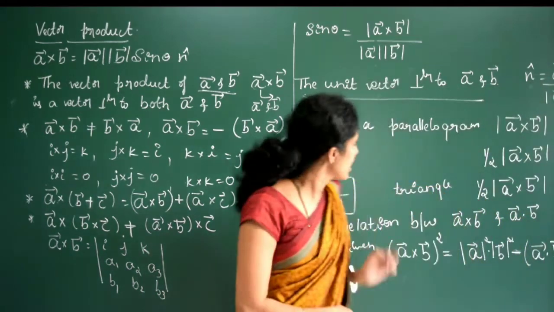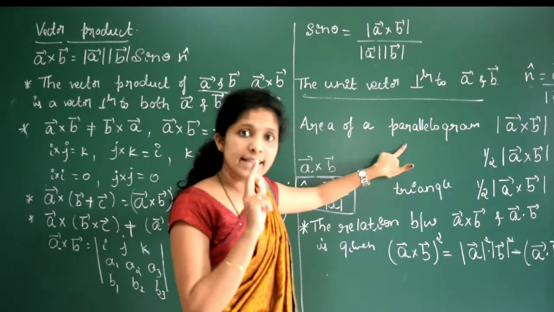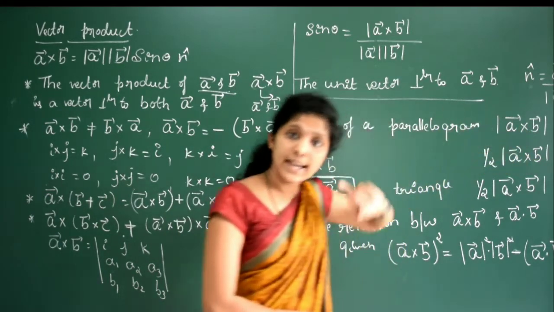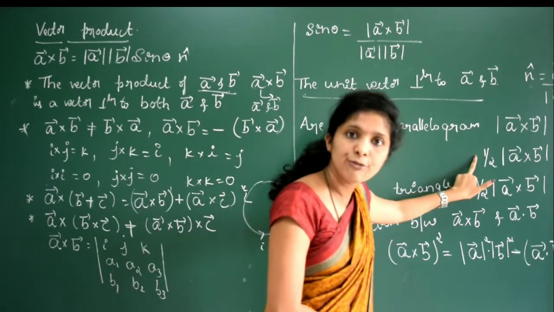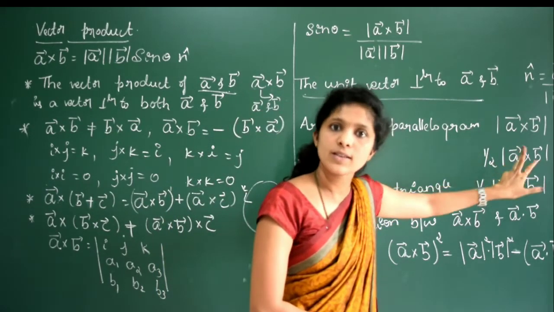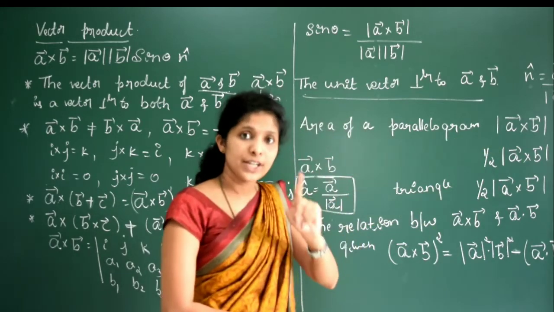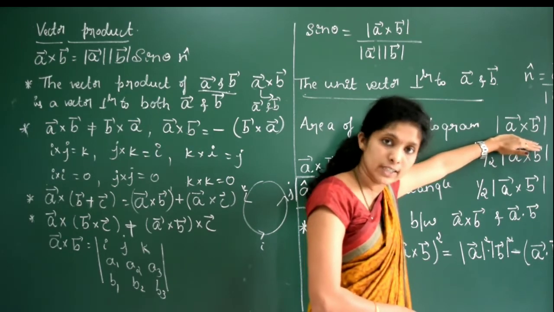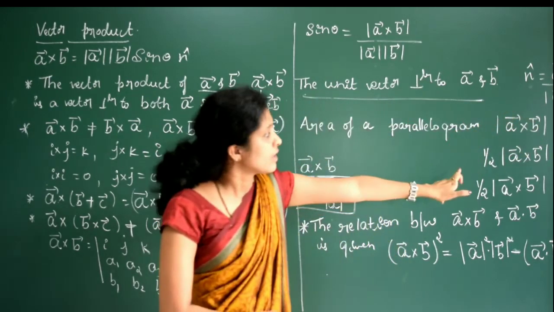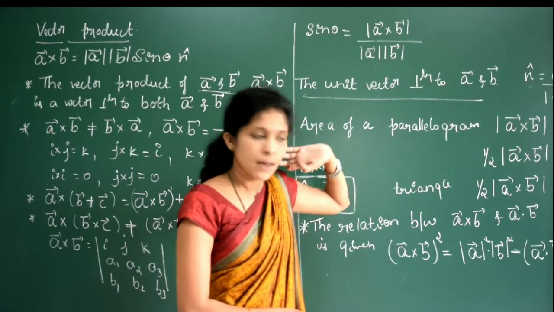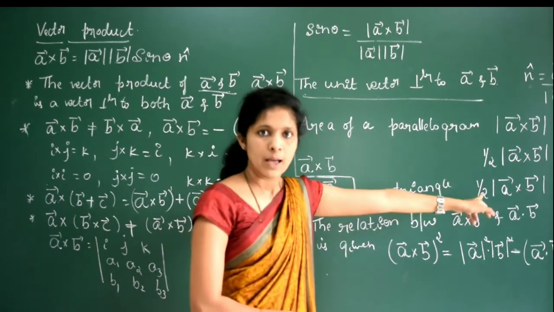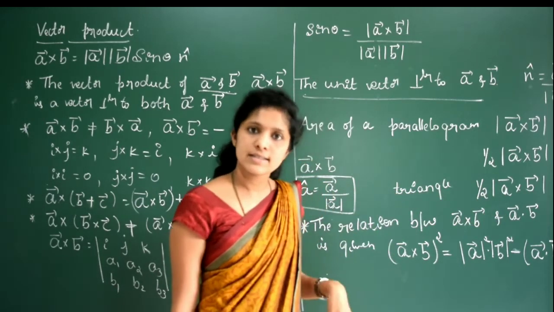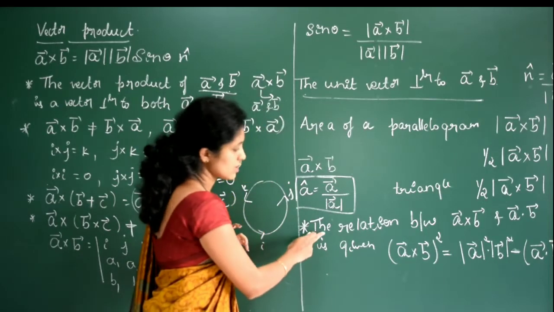Now next, the area of a parallelogram with the adjacent sides given is the magnitude of A vector cross B vector. If the diagonals are given, then it will be half into the magnitude of A vector cross B vector. Remember this. If the adjacent sides are given, then the magnitude of A vector cross B vector. If the diagonals are given, then half into the magnitude of A vector cross B vector. Then for a triangle, it is half the magnitude of A vector cross B vector, when A vector and B vector are the adjacent sides of the triangle. See, this is the important one.